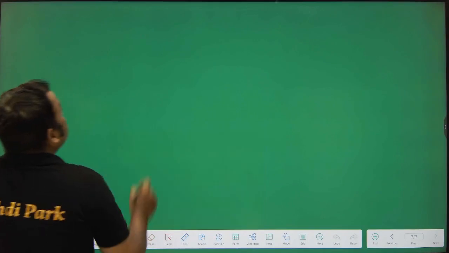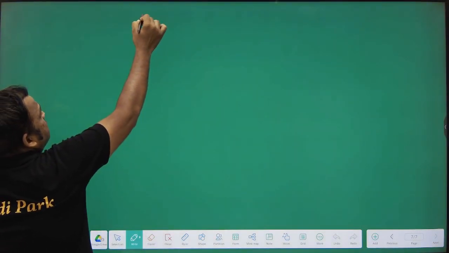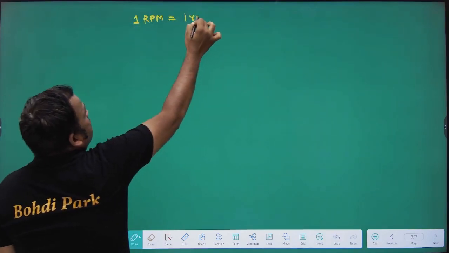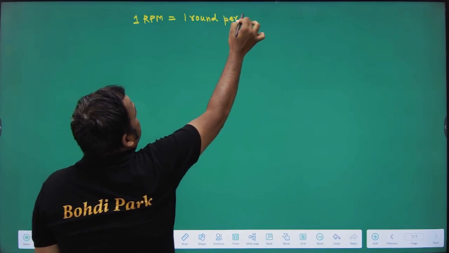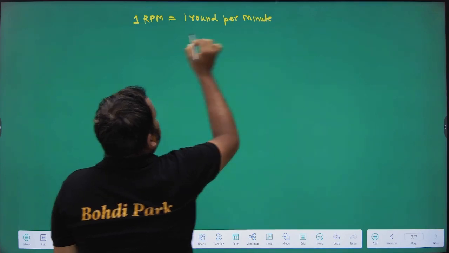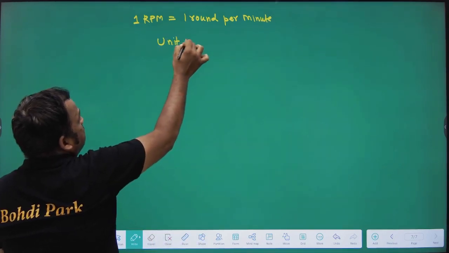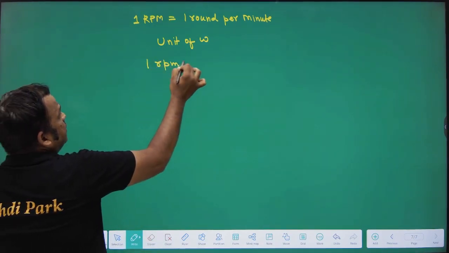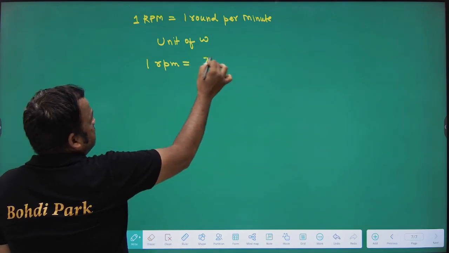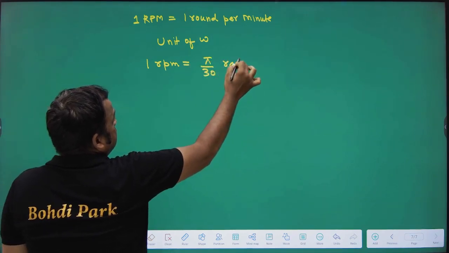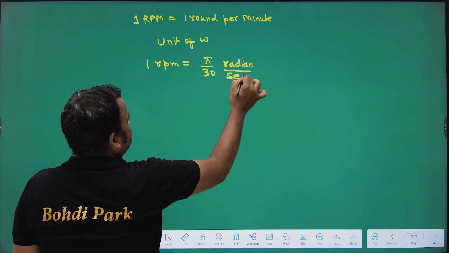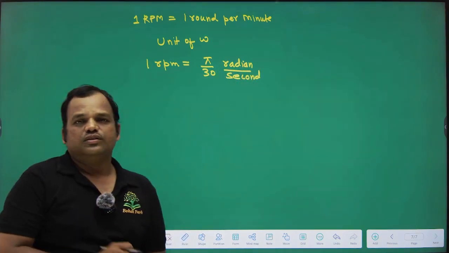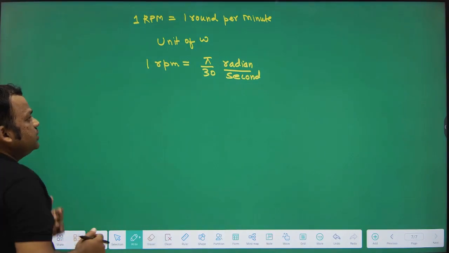Next question, we have discussed in previous discussions RPM. So 1 RPM is equal to 1 round per minute. So it is the unit of omega, unit of angular speed. So what is the relation between 1 RPM and radian per second? So that is pi by 30 radian per second. 1 revolution per minute is equal to pi by 30 radian per second.